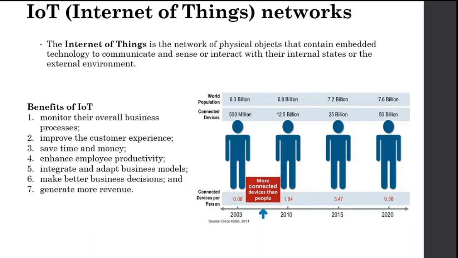We have IoT, as we said earlier in the beginning of the lecture. Internet of Things refers to physical objects that contain embedded technology to communicate and sense or interact with their internal states or the external environment. Here are the benefits. They can monitor their overall business processes with statistics and the data that they collect. They can improve the customer experience, save time and money, enhance employee productivity, integrate and adapt business models, make better business decisions, and generate more revenue.